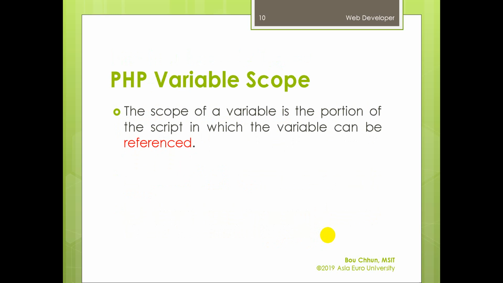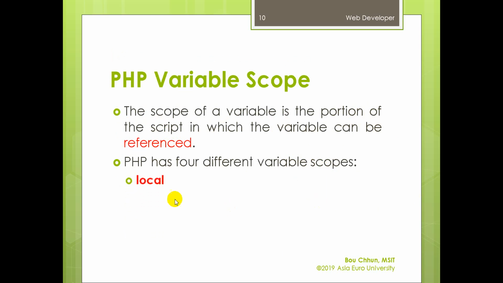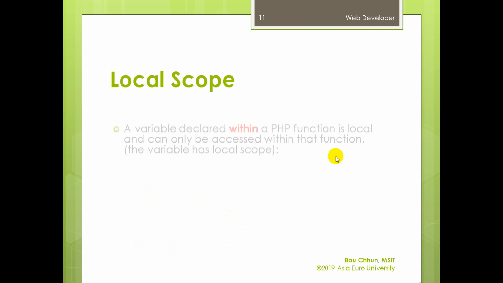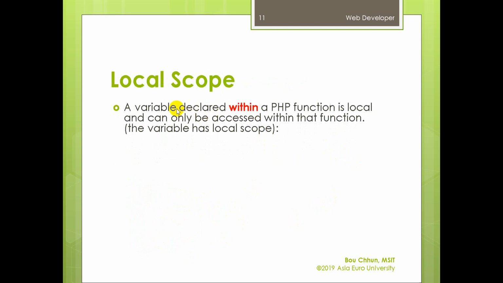Okay, variable scope. The scope of a variable is the portion of the script in which the variable can be referred to. PHP has four different variable scopes: local variable, global variable, static variable, and parameter variable. The local variable is a variable declared within a PHP function. It is local and can only be accessed within that function. The variable has local scope.